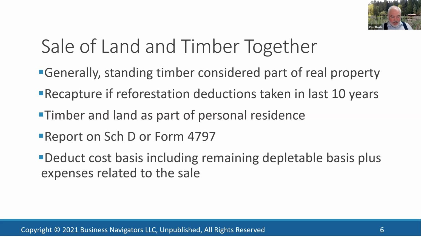If it's a mixed use property, so it's part personal residence and part investment property, then we basically have to allocate between the part that goes to your principal residence and the part that is investment property. We allocate the gain, and we allocate the cost between those two.